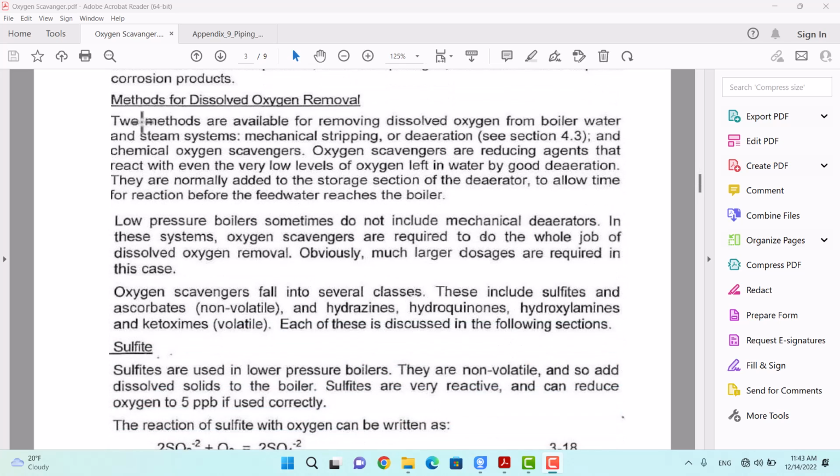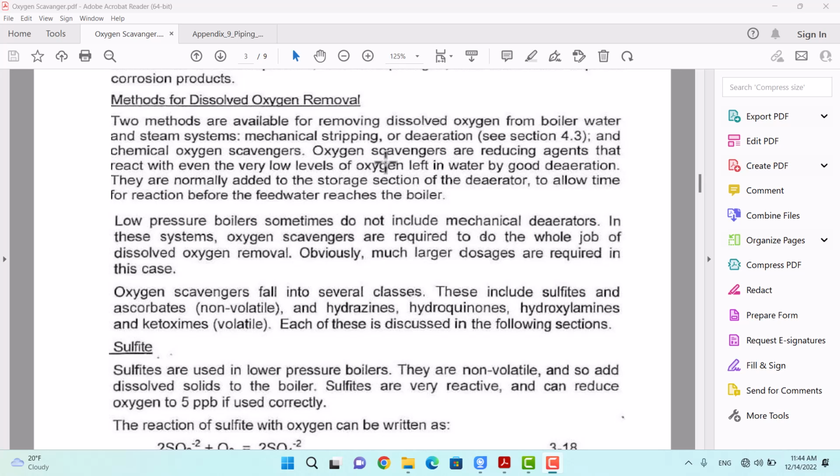Here we have methods for removal of dissolved oxygen. Two methods are available for removing dissolved oxygen from boiler water and steam systems: mechanical stripping, or sometimes we call it deaeration, and chemical oxygen scavengers.